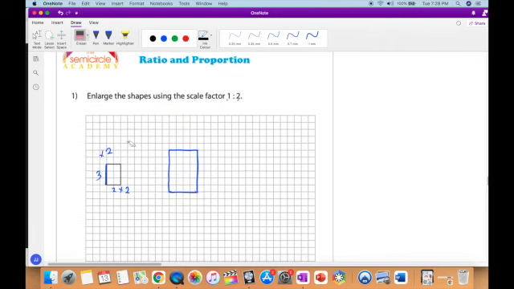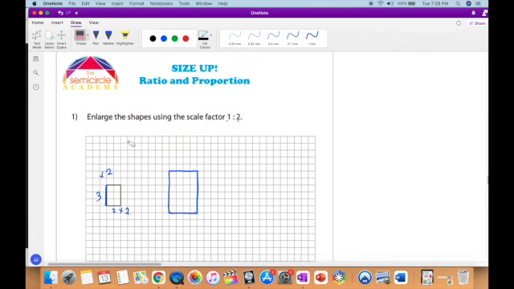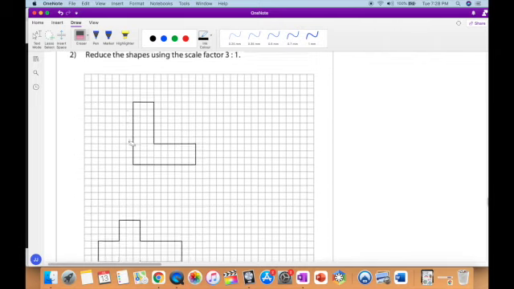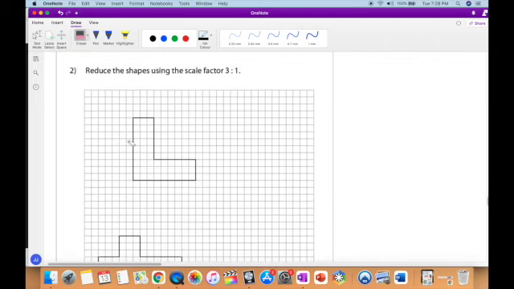So you can see here that with ratios we can actually do all sorts of things with geometry as well. And in this case we actually have to reduce the size of the shape, right? So we will have a larger shape here and we want to reduce it. So this is a 3 to 1. So for every 3 centimeters we want to reduce by 1, right? So what is this here? 3, 1, 2, 3, that's 6, 1, 2, 3, that's 9 centimeters here, right?